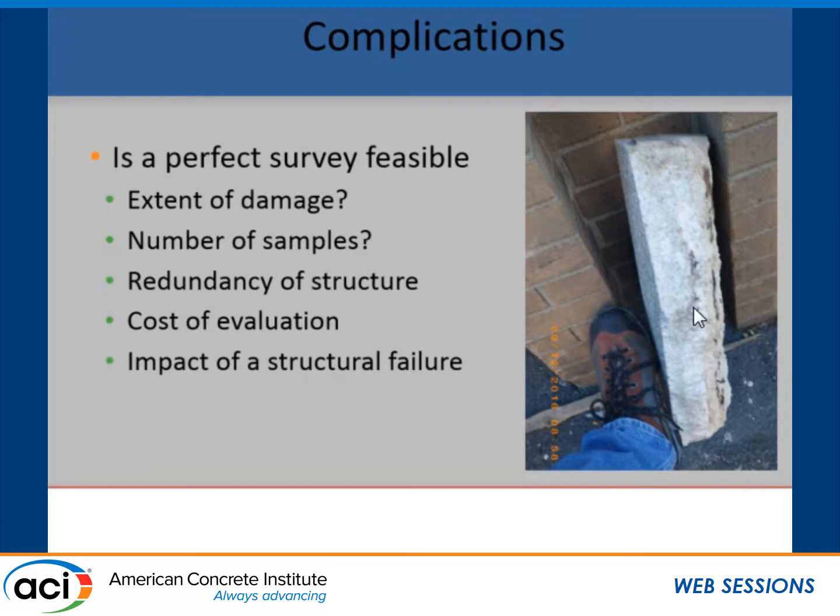But when we start determining how many samples we should take, we need to think about the cost of the evaluation. We need to think about the redundancy of the structure. And are we getting all the representative elements sampled? And are we considering enough in our sampling the critical locations?